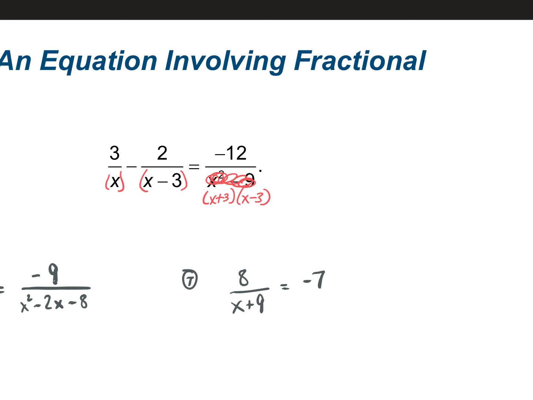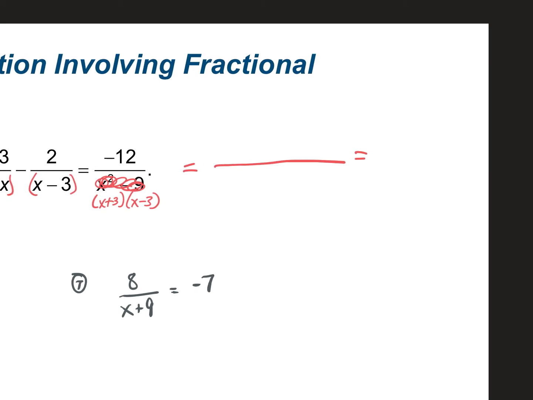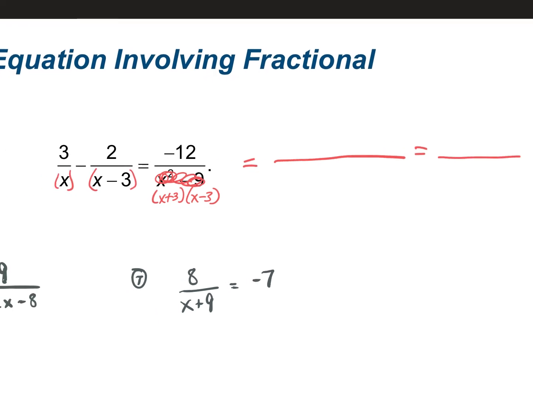Now, when we talk about a common denominator, especially with rational expressions like this, look at each piece separately. Do you see how the first fraction has an x just by itself? The second fraction has a different denominator, x minus 3. Those two are together. And then the last one has x plus 3, x minus 3. So we're going to write an equivalent equation where we all have the same denominator. So watch what I'm going to do here.